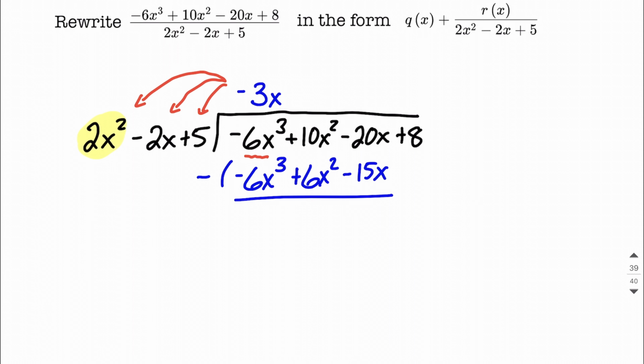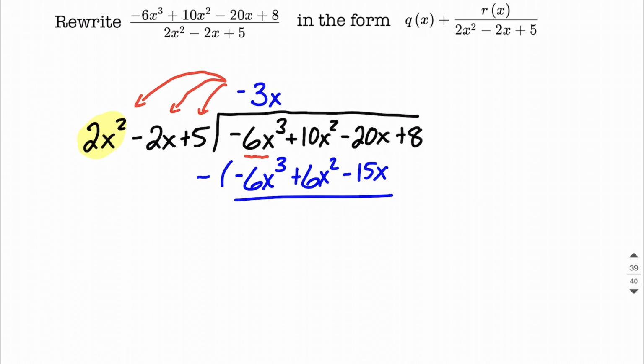And then finally, we have the x to the first power terms. We have negative 20x minus a negative 15x. Really, that's negative 20x's plus 15x's, which results in negative 5x overall. All right, not quite done, because the powers are the same in our divisor and what's left over. So let's bring down our next term. The plus 8 comes down, and we're going to repeat our process.